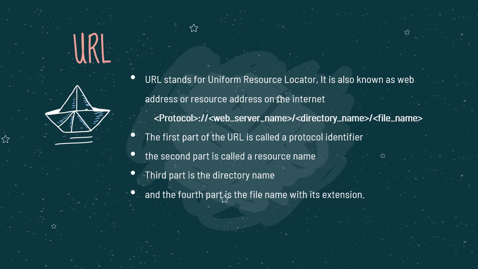The first part of the URL is called the protocol identifier, showing which protocol we are using to access the information. The second part is called the resource name, the name or location of the resource. The third part is the directory name, in which directory it is served on the server. And the final part is the file name with its extension. If it is a web page, the extension will be .html. If it is an image, the extension will be .jpeg or any other image format. I hope you got the content of a URL, or the basic architecture of the URL.